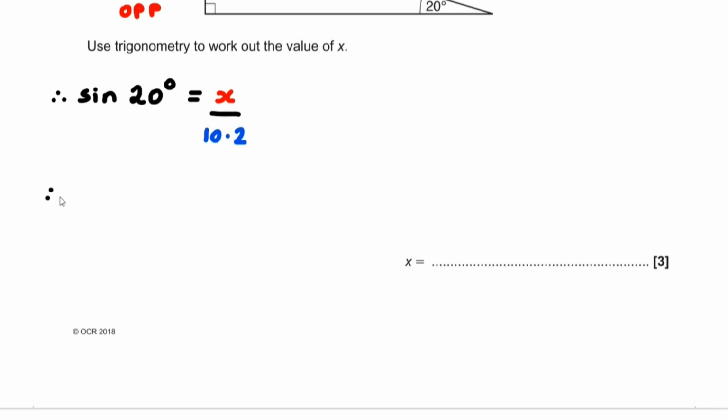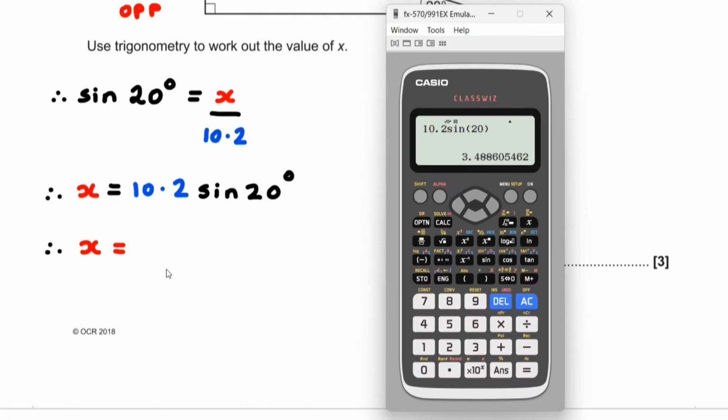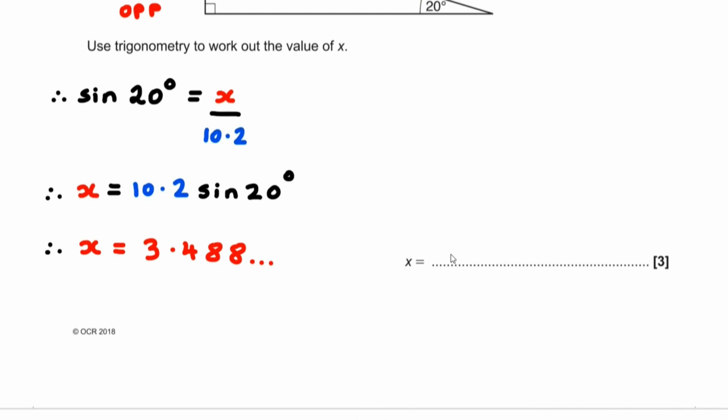Which means x equals the 10.2 multiplied by sine of 20, which means x is equal to, well, here I've got 10.2 times the sine of 20, which is equal to 3.488, etc. So I've got 3.49 given to 3 significant figures.